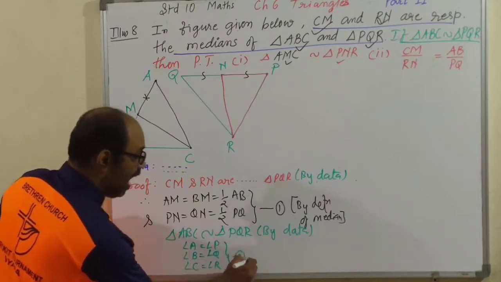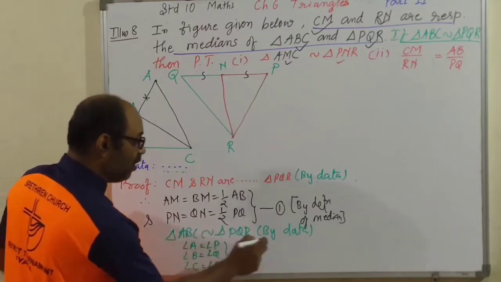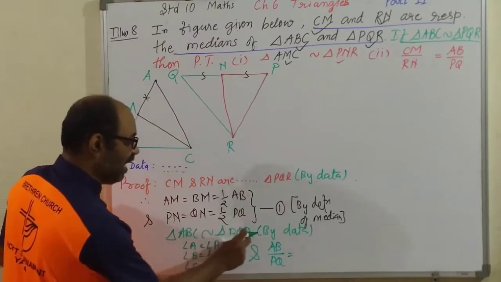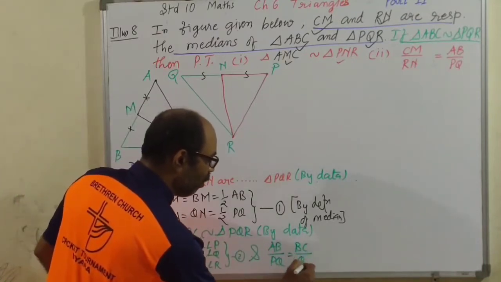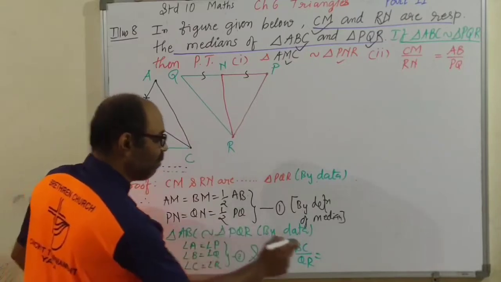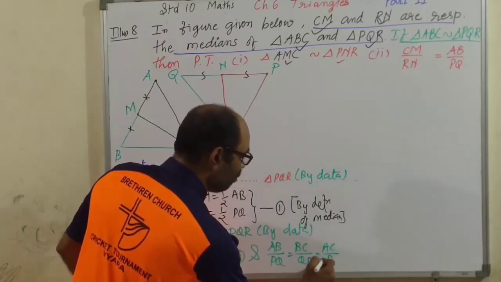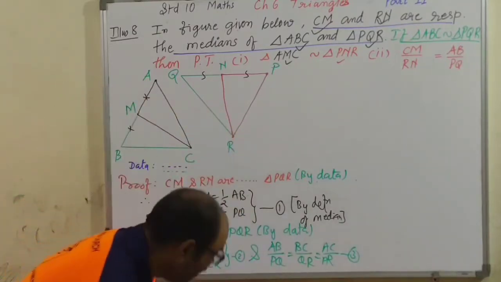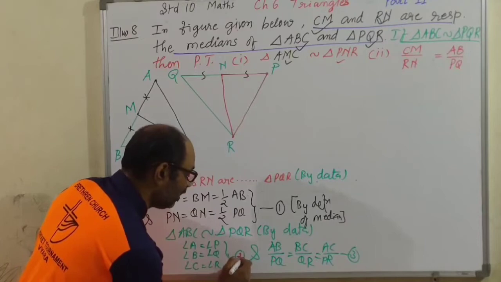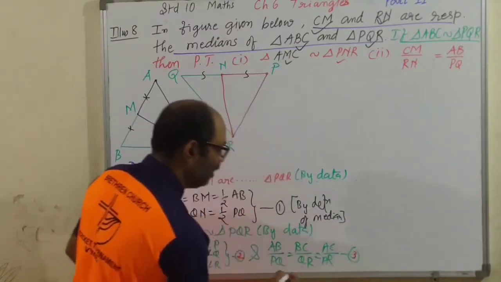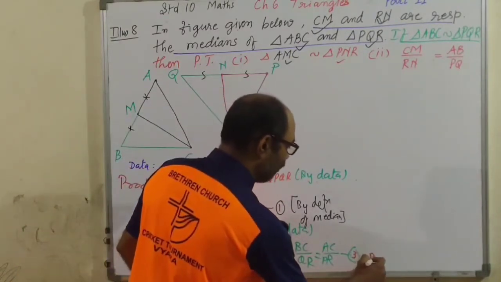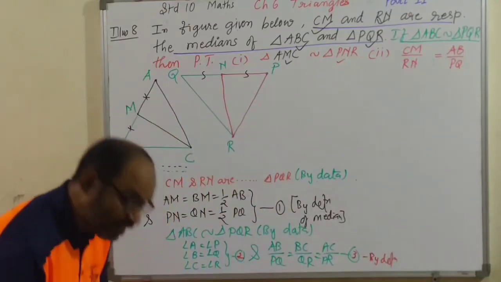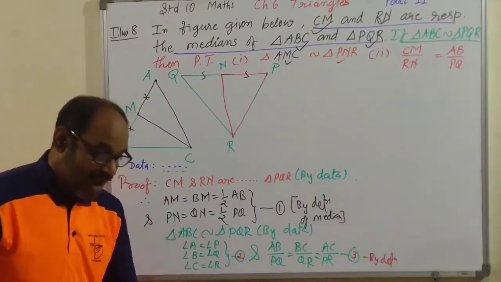Let's call it 2. And AB upon PQ is equal to BC upon QR, which is equal to AC upon PR. This is result 3. This is result number 2 and this is result number 3. Again, by definition of similarity. Children, did you understand?